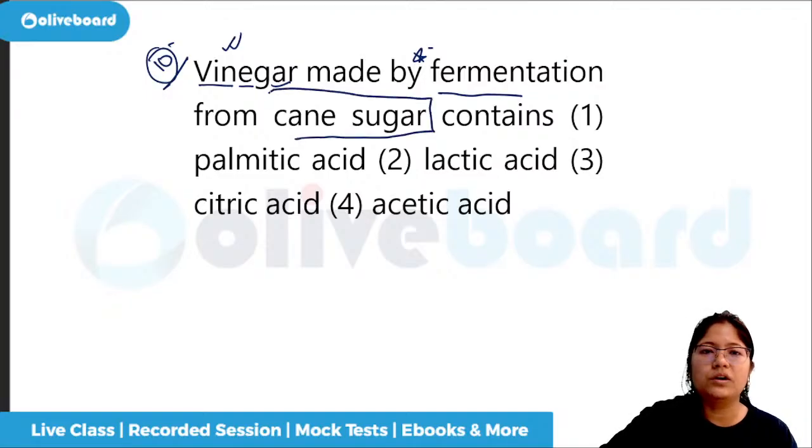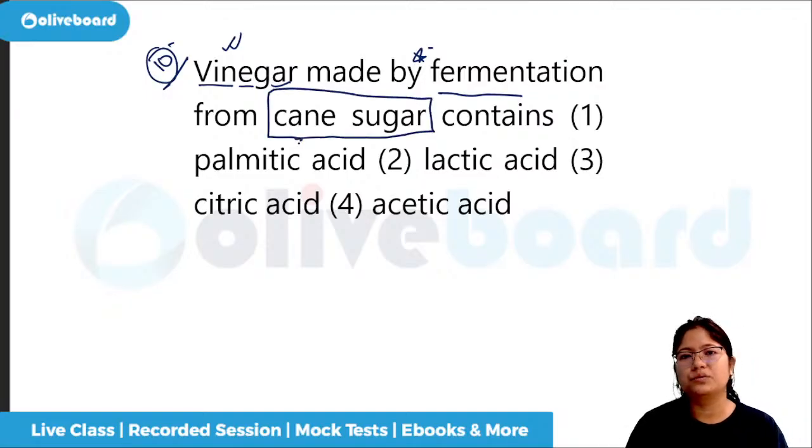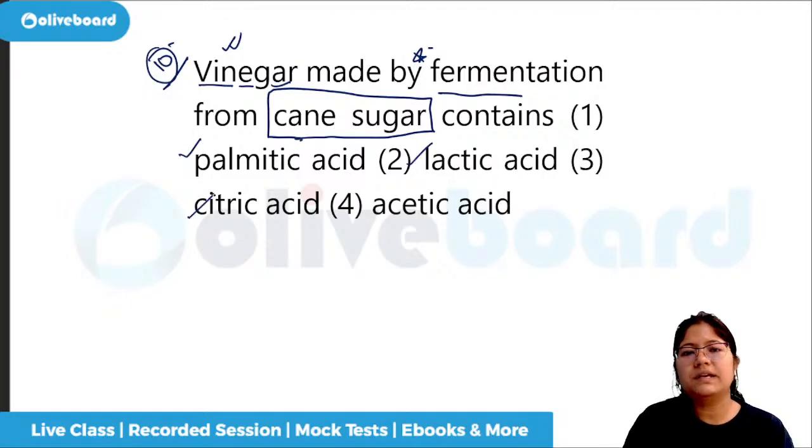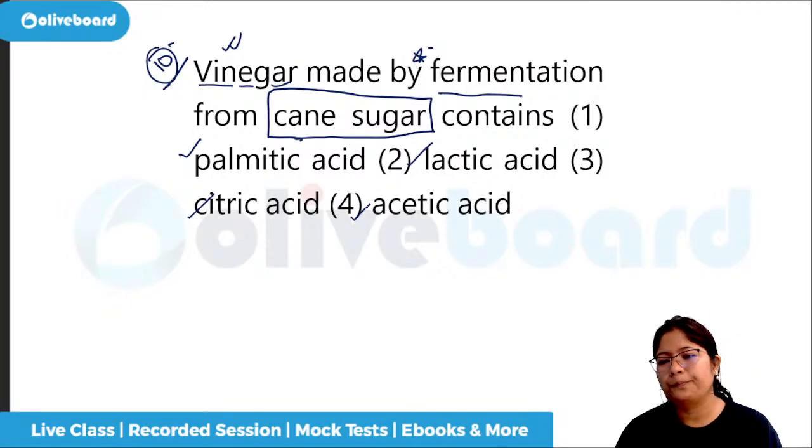It is commonly called sirka in Indian households in North India. So fermentation of cane sugar. It contains what? It contains palmitic acid, lactic acid, citric acid, or acetic acid. What will be the correct answer?